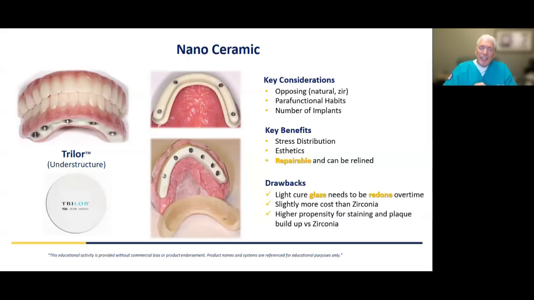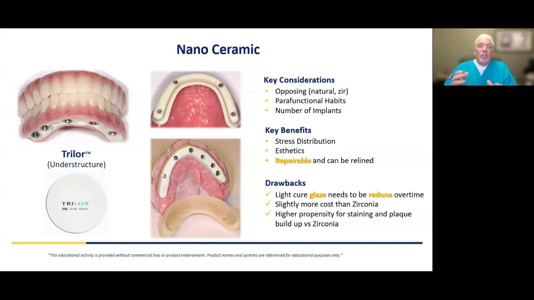A drawback would be that the glaze they put on is a light cure glaze, and over time that needs to be redone. Is that 6 months, 1 year, 2 years? A lot depends on the patients. Are they a coffee drinker, a smoker, a wine drinker? Do they brush their prosthesis 3 times a day? Stiff brush, soft brush, hard brush, what kind of toothpaste, is it abrasive? So it changes, but just know that that nice glaze you get is going to need to be changed.